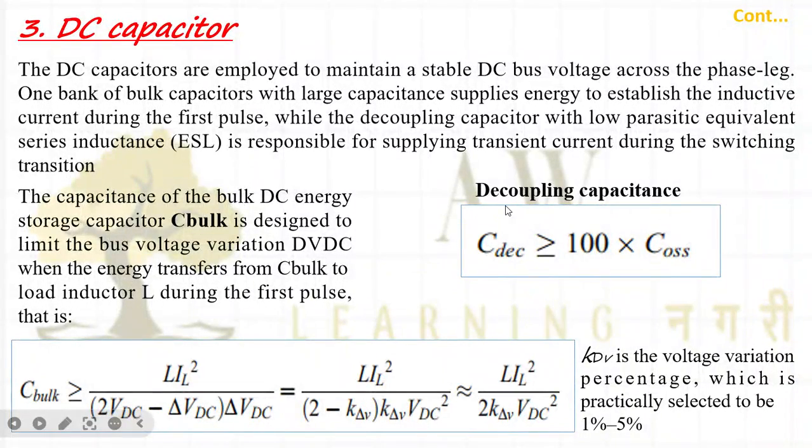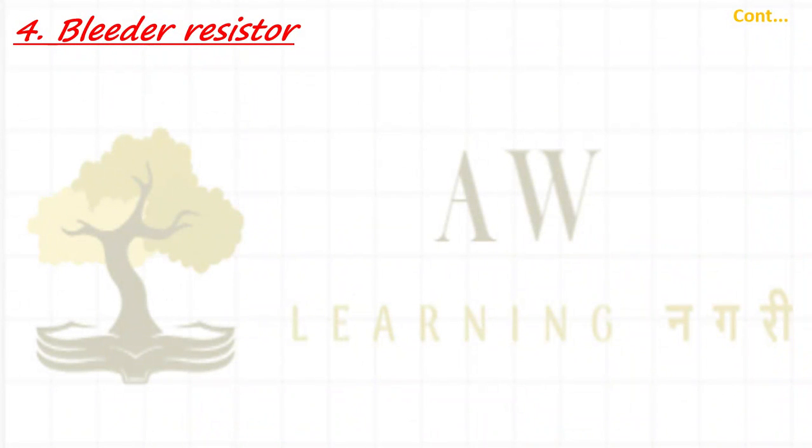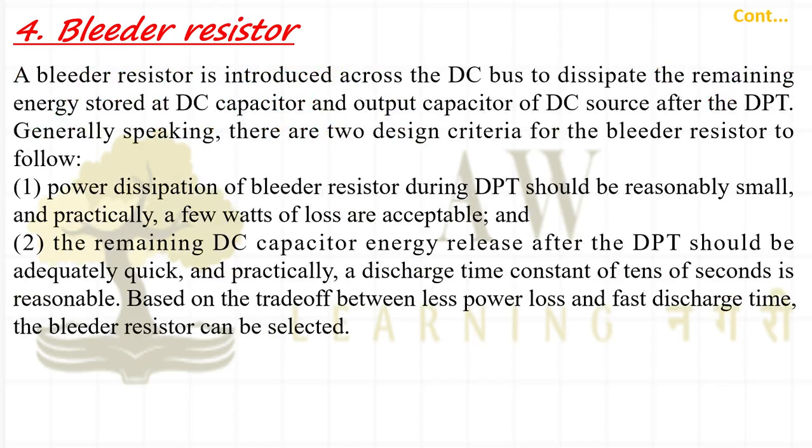Now moving forward, what bleeder resistance value should we take? Bleeder resistance is also a very important part of our double pulse test circuit. There are two criteria while designing the bleeder resistance. Let's see what the theory says about these two criteria.